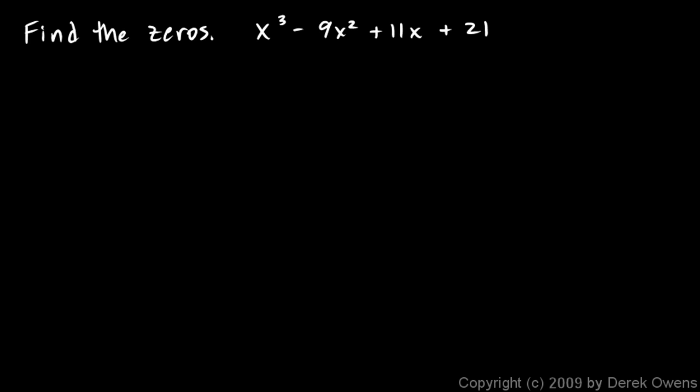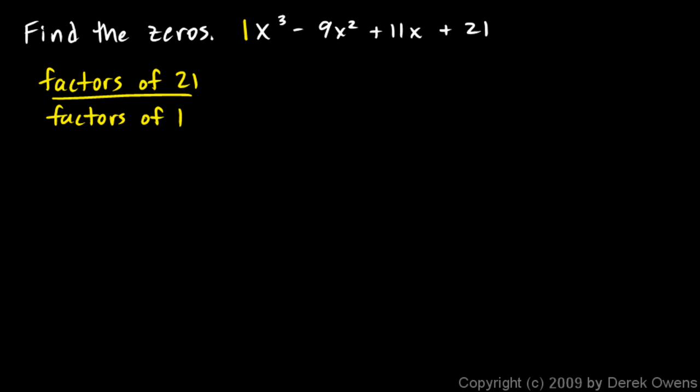Okay, in this problem we're given a third degree polynomial and we're told to find the zeros. So I recognize that the lead coefficient right there is a 1, that x cubed is the same as 1x cubed, and I look at this 21 and this 1 and I think to myself, factors of 21 divided by factors of 1. And that gives me a list of numbers. It could be plus or minus.